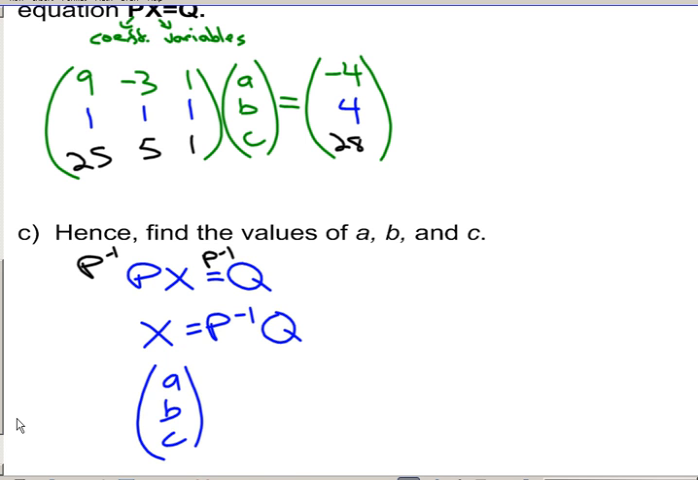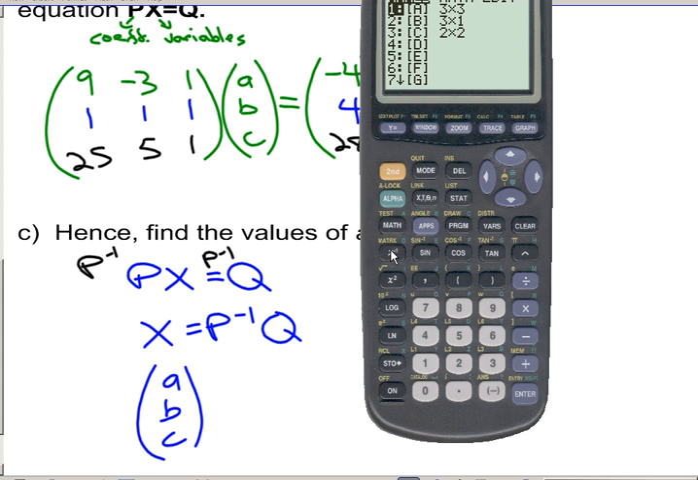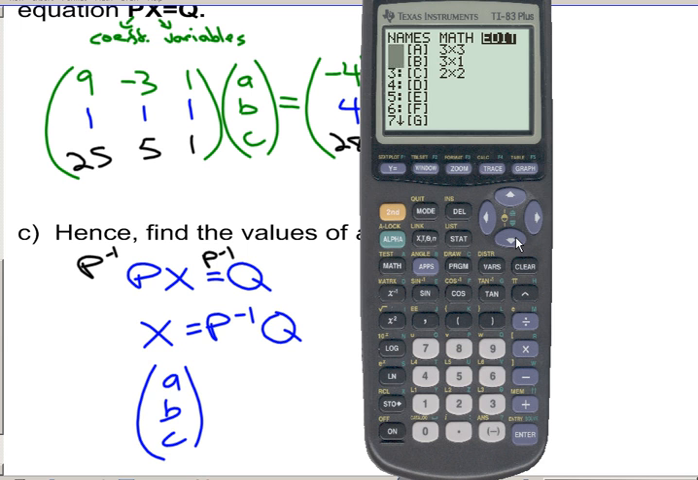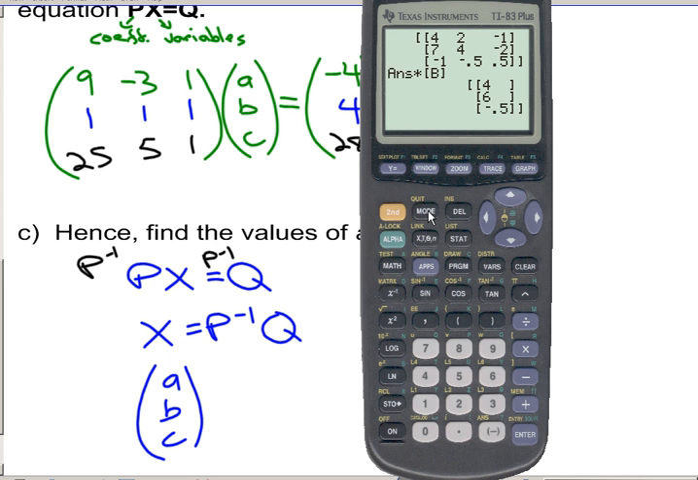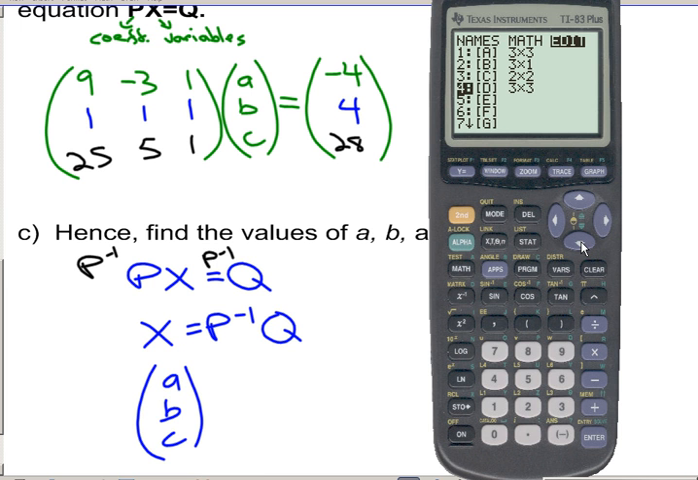So I'll go to my GDC. I'm going to have to put in these matrices. I called them P and Q in the question. I'm going to call them D and E. So my matrix D is a 3 by 3 with the numbers 9, negative 3, 1, 1, 1, 1, and 25, 5, 1. I can go and put in my matrix E, which is a 3 by 1. And it's just sort of the y values from our original set of points.